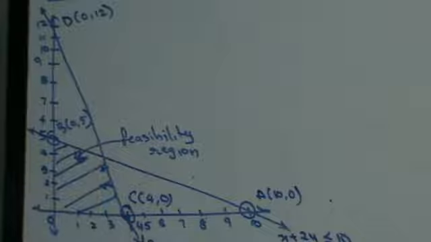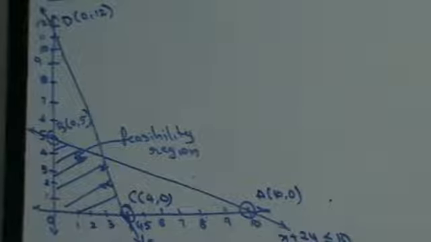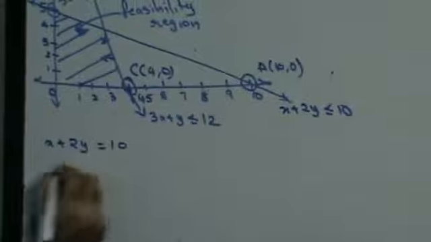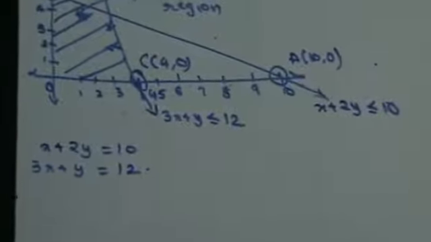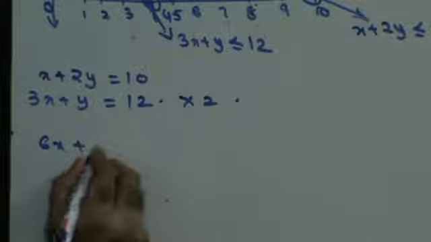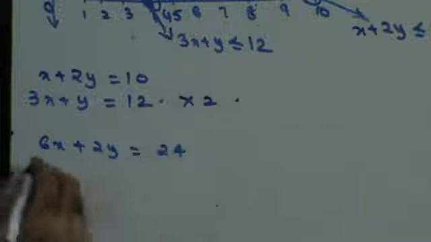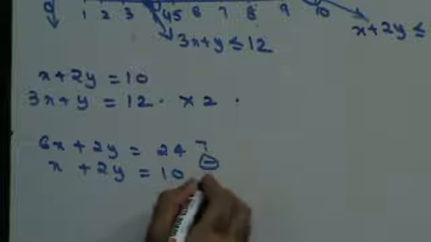First of all, let's find out this point of intersection. How do I find out the point of intersection? I find out the point of intersection by solving the two equations simultaneously. So that means x plus 2y is equal to 10 and 3x plus y is equal to 12. Solve these two equations simultaneously. Multiply the second equation by 2. So I'll get 6x plus 2y is equal to 24, and the first equation was x plus 2y is equal to 10. Subtract the two equations.